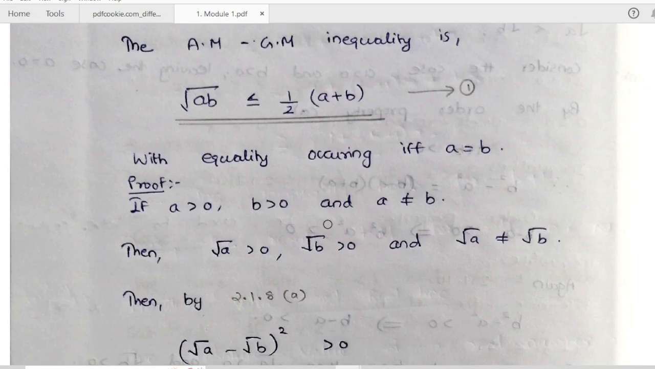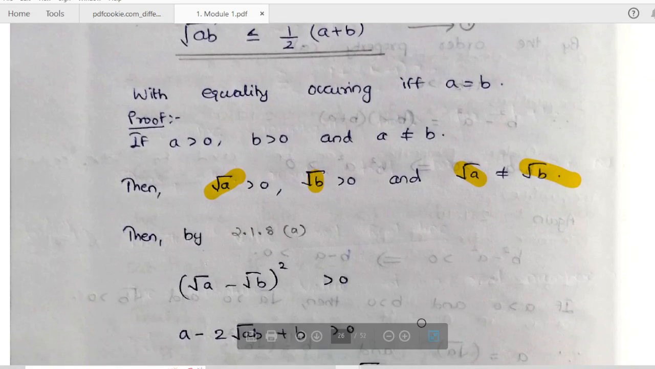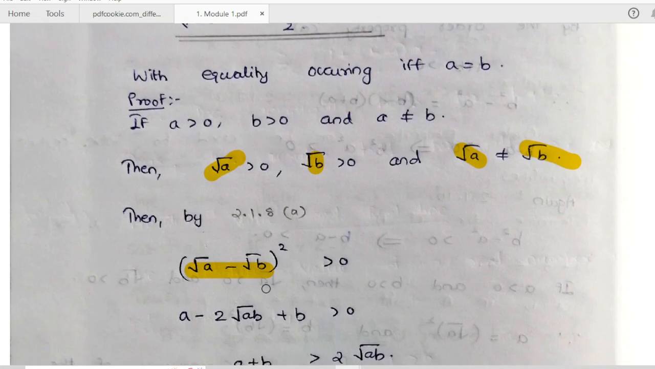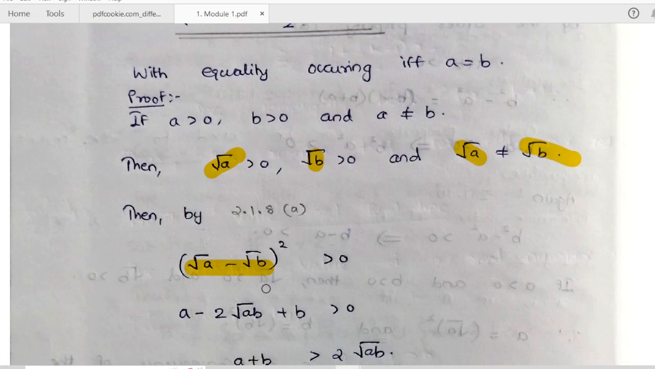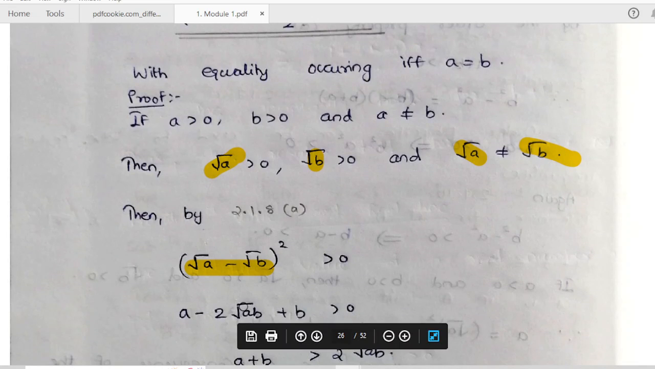If A greater than 0, B greater than 0 and A not equal to B, then root A greater than 0, root B greater than 0 and root A not equal to root B. Now root A minus root B, the whole square, is greater than 0.